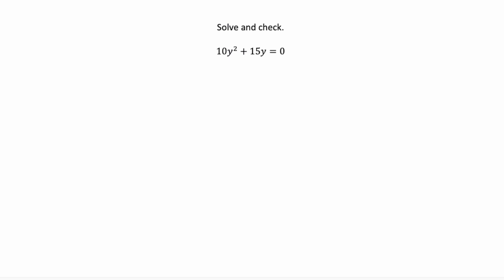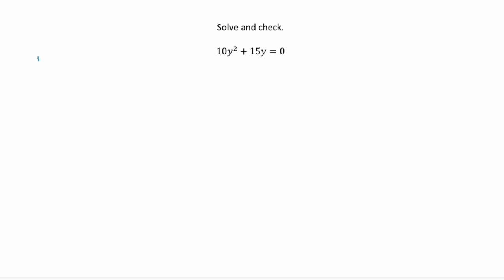This problem asks us to solve and check. We're given a polynomial and it's equal to 0. To solve it, you do the same process. You factor, and then we're going to apply the zero product property.